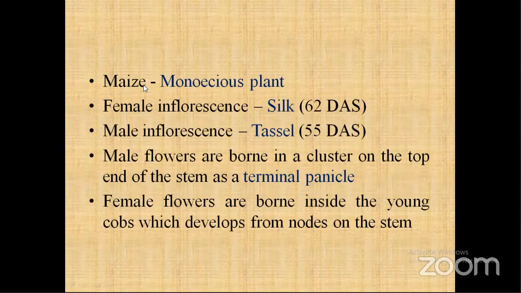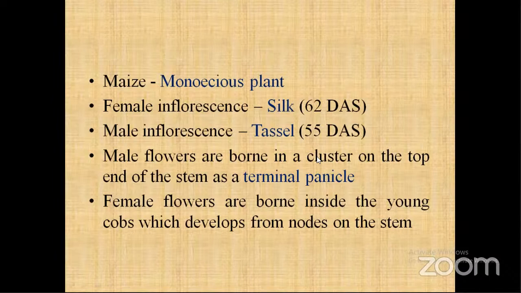Maize is a monoecious plant. That means both female and male inflorescence are present on the same plant only. Female inflorescence is called silk. It is formed around 62 days after sowing. Male inflorescence is called tassel. Tassel is formed after 55 days after sowing. This tassel is nothing but a terminal panicle. It is present at the top of the plant.